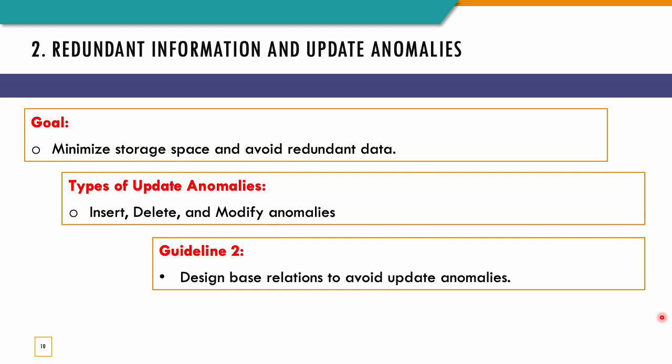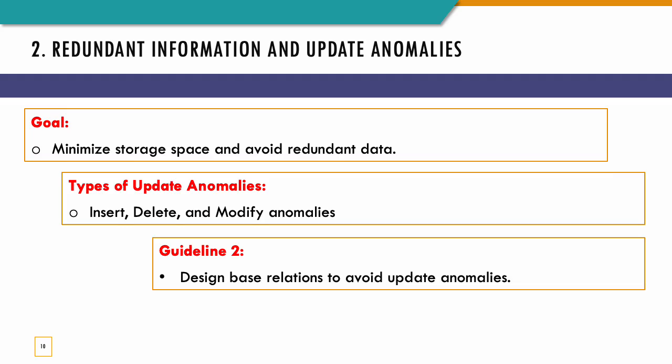And the next anomaly is the modify anomaly. This happens when you change information in one place, but you forget to update it in other places where the same data is stored. This is also a problem. This can lead to inconsistencies, like having different addresses for the same customer in different places.